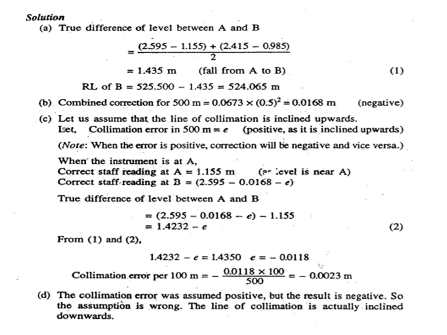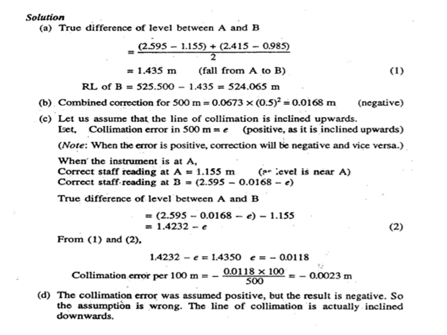So first of all we are going to calculate the true difference of level between A and B, and it is calculated as the difference between the two staff readings at A and B. That is 2.595 minus 1.155 plus 2.415 minus 0.985 divided by 2. So these are the two apparent differences, and it is equal to 1.435. Therefore RL of B equals 525.5 minus 1.435, since there is a fall from A to B. Then we will calculate the combined correction for 500 meter, and it is equal to 0.0673 into 0.5 squared, equal to 0.0168 meter. It is always negative.